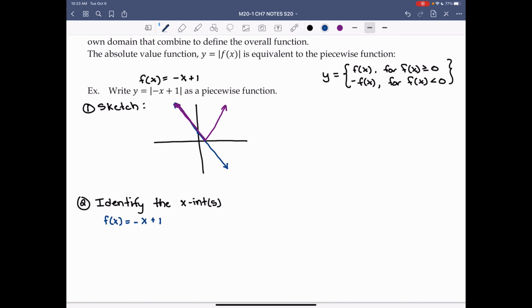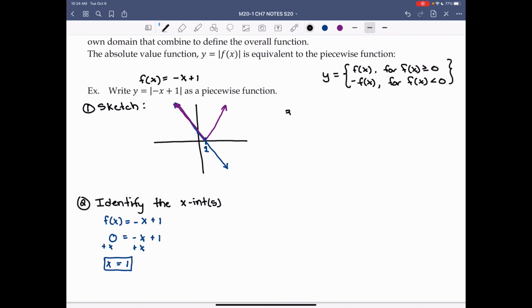For the x-intercept, we sub in 0 for y. So instead of f of x, I have 0 equals negative x plus 1. And then I want to isolate my x. So I'm going to add x to both sides, and I get x equals 1. So my x-intercept is at x equals 1.